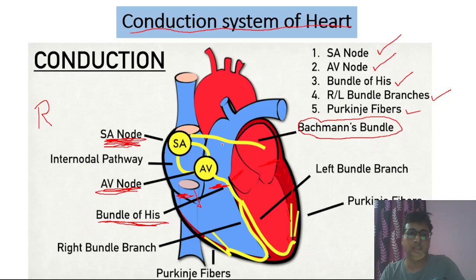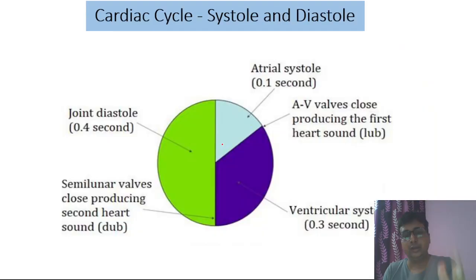Next comes the cardiac cycle. The cardiac cycle is about systole and diastole. What is systole and diastole? Any contraction of the heart, ventricle or auricle, is called systole. Any relaxation of these chambers, atria or ventricle, is called diastole. So in this topic, we have to remember that it is a cycle, it repeats upon itself, so it is called the cardiac cycle.